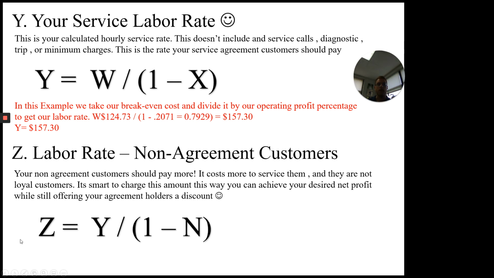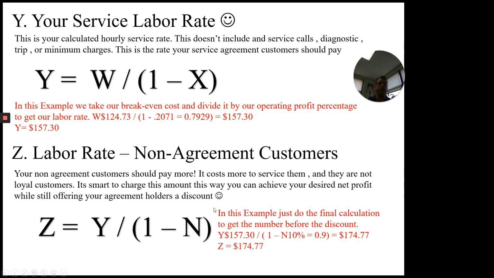So pretty much it's to get your labor rate for non-agreement customers, which is Z, it's your service labor rate divided by the percentage of a discount that you give. So in my example, my service labor rate for agreement customers was 157.30. My percentage that I give my other agreement holders is 10%. So 1 minus 10% is 90%. So I'm just dividing 157.30 by 90%, and I'm getting 174.77. So my labor rate to non-agreement customers is 174.77.